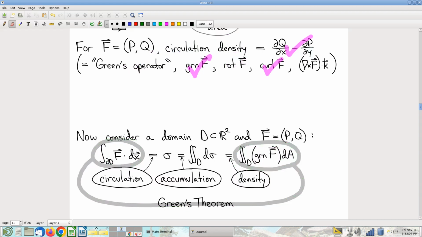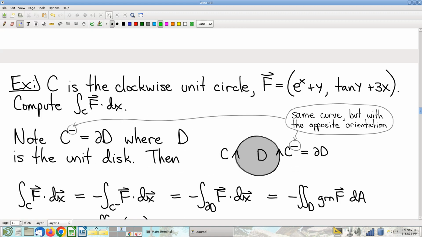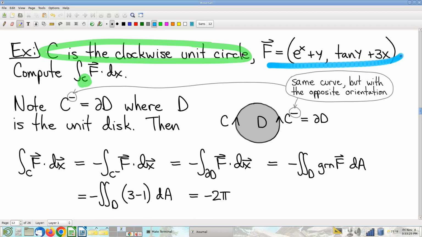Okay, and now we can actually do an example. Let's go to the next page here. This will be our first example. We are going to look at this curve, the clockwise oriented unit circle. We're going to look at this vector field, given right there. And then we're going to compute the circulation.